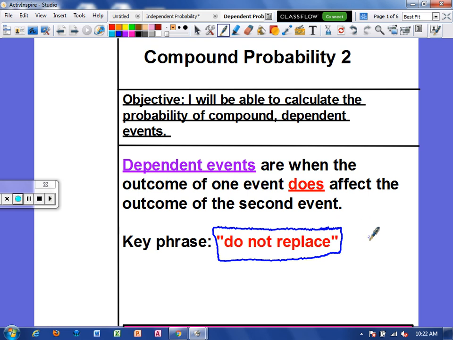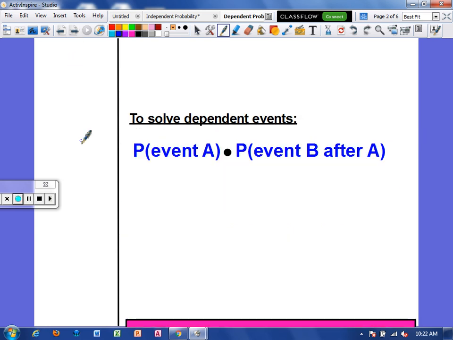For example, if you are drawing marbles out of a bag, let's say you draw the first marble and you do not replace it. You have now changed the number of marbles that are in that bag, so it's going to affect whatever happens next. With dependent events, we're still finding the probability of each action, and we are just multiplying them together. We just have to keep in mind that whatever happens after the first event is going to be affected.